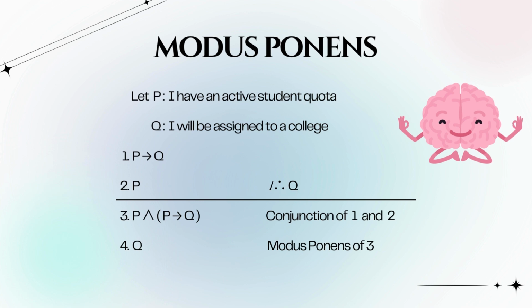So why is it valid? This follows a rule called modus ponens, a very common form of reasoning. If something is true and it leads to something else, then the result must be true too.